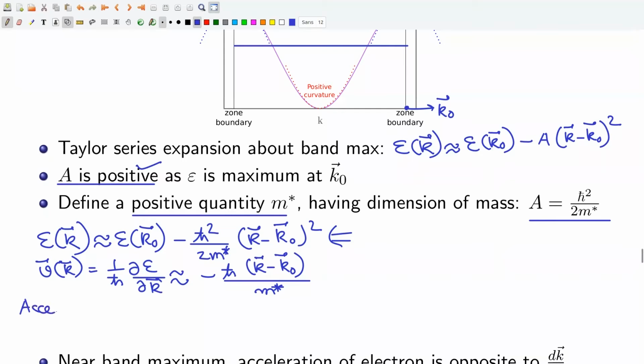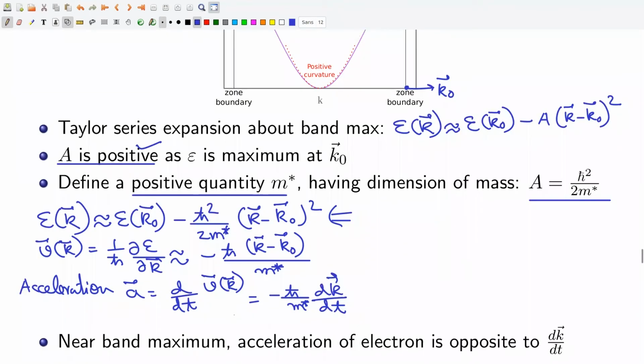and we can write acceleration a is equal to d/dt of v, which is equal to minus h bar divided by m star. k0 is a constant, so we just have dk/dt. Thus, near the band maximum, acceleration is opposite to dk/dt.